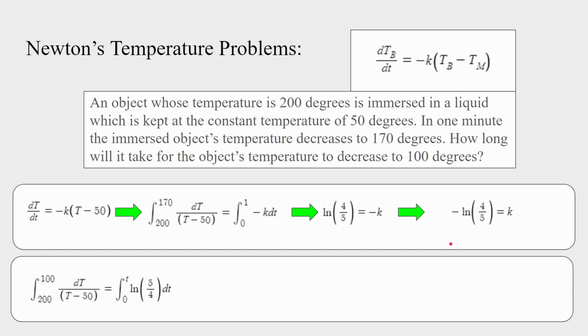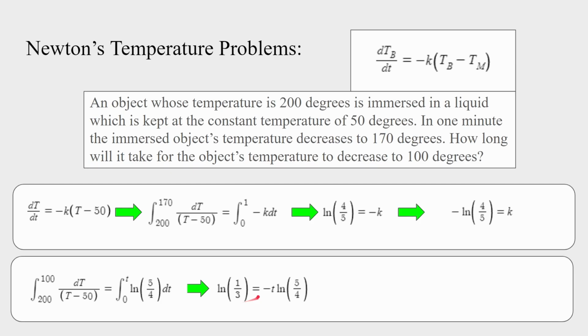So now all we need to do is figure out how long will it take for the object's temperature to decrease to 100 degrees. So this just becomes a regular problem, and we have an initial value. We want to find out how long it will take to decrease to 100 degrees. So not an initial value of time, but an initial temperature value. So 200 to 100, solve this, 0 to t, because we're going to solve for t.